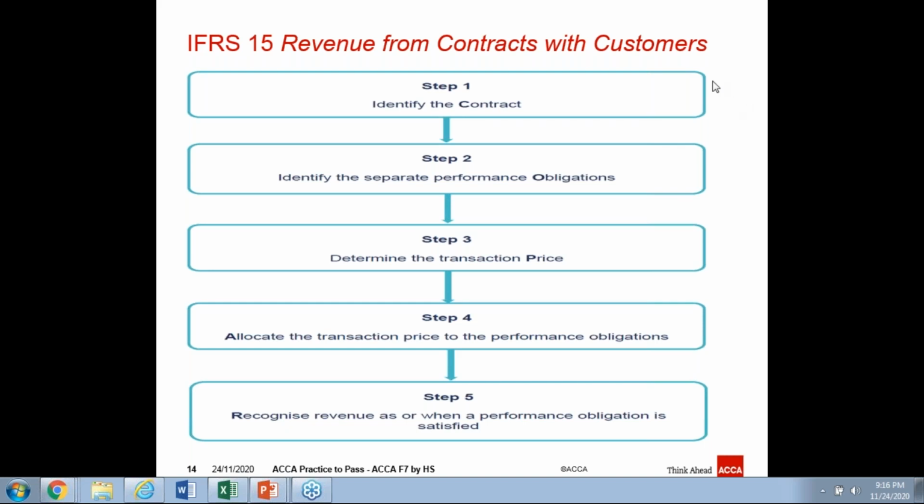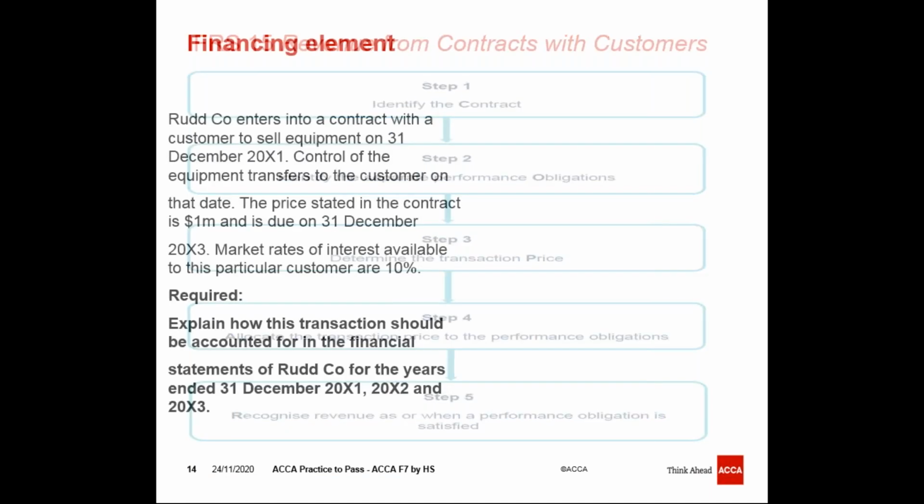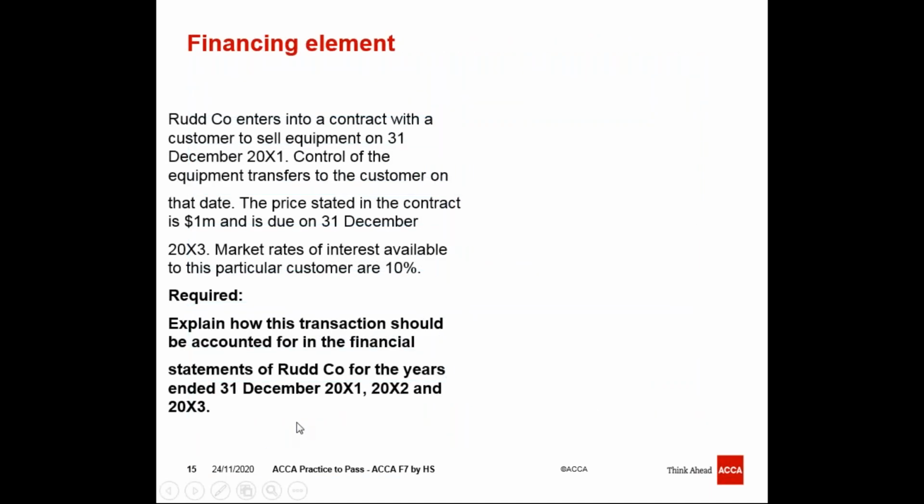So we have different cases for IFRS 15. Let's start with the first situation. This is called the financing component situation. In this situation, you will find a sale in which the company has made a credit sale and the credit period is a substantial period in which the time value of money is relevant.